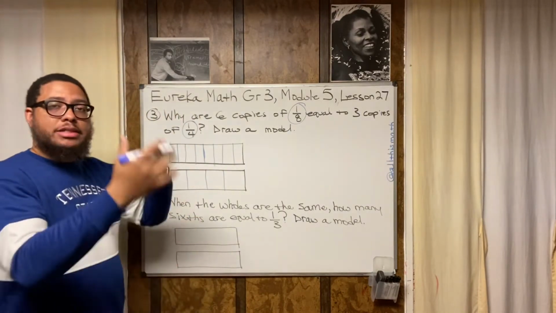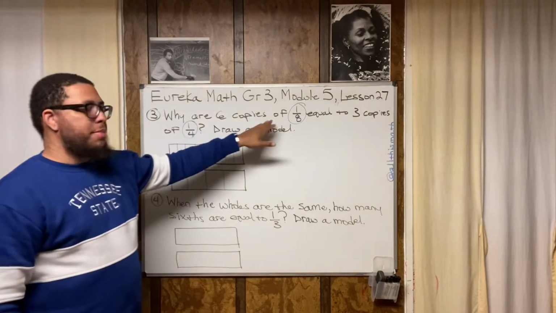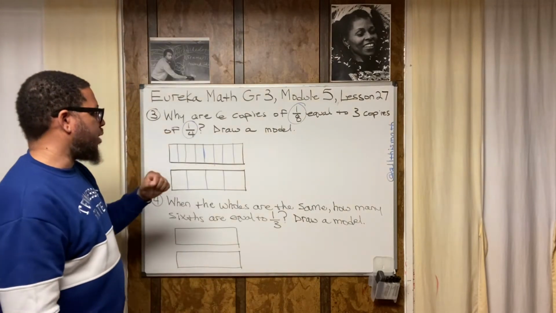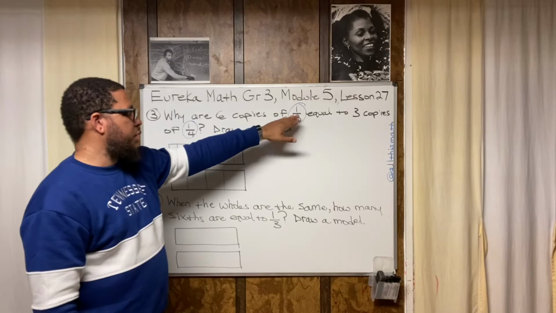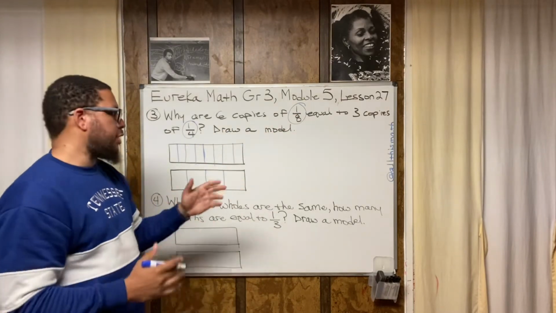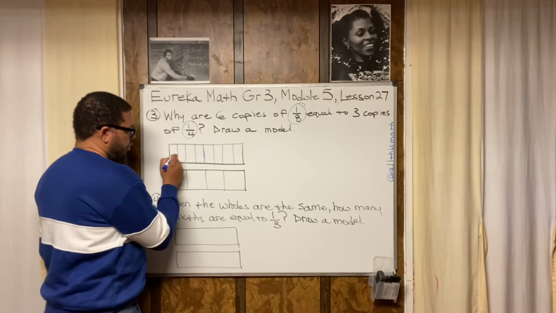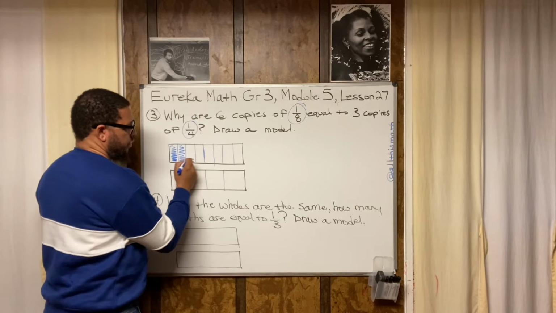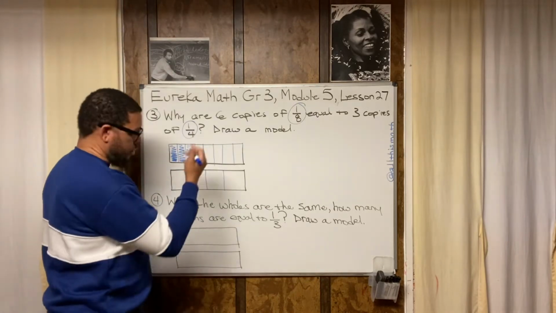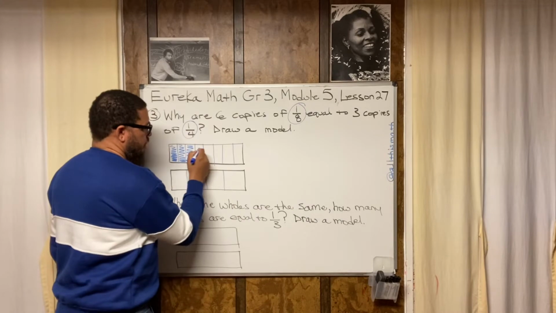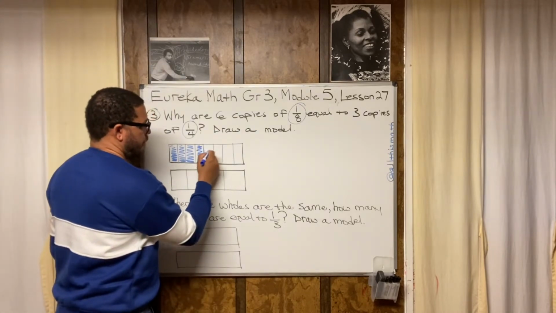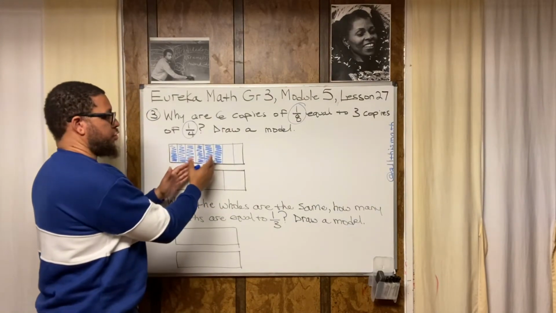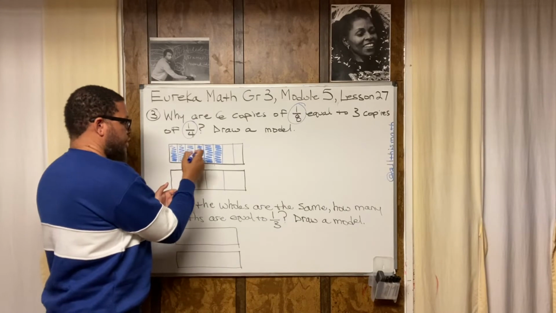All right, now go back to the question. Why are 6 copies of 1/8 equal to 3 copies of 1/4? Draw a model. So let's draw 6 copies of 1/8. Let's shade in 6 copies of 1/8. So here's 1/8. Here's 2/8. Here's 3/8. This is the fun part. I like this part. We just get to draw. 4/8. 5/8. 6/8. Right? So that's 6 copies of 1/8. 6 of them. 1, 2, 3, 4, 5, 6.